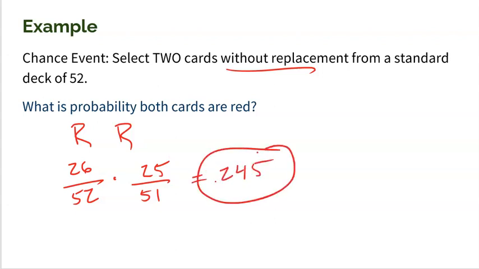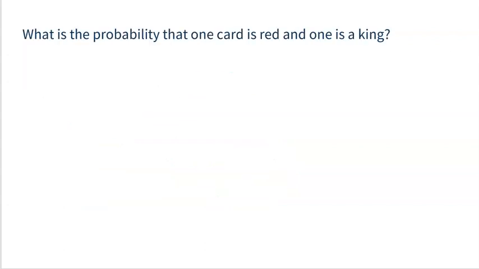So again, that would be very likely. It would not be weird to get 2 reds in a row. All right, next one here. What is the probability that 1 card is red and 1 card is a king? So again, I get 2 cards at the end. Draw a little pick. 2 cards, and I just need 1 to be red and 1 to be king.